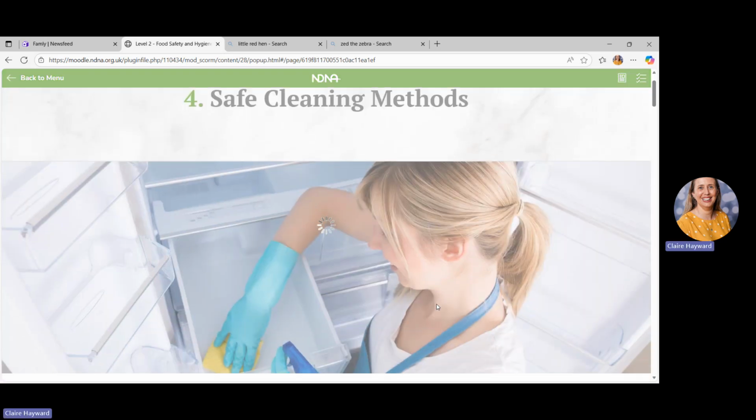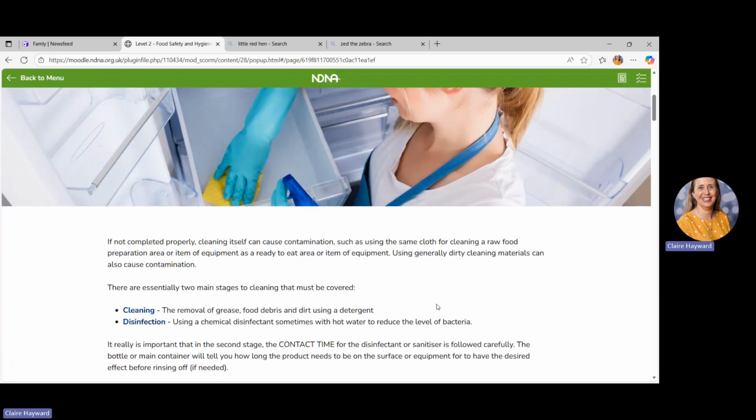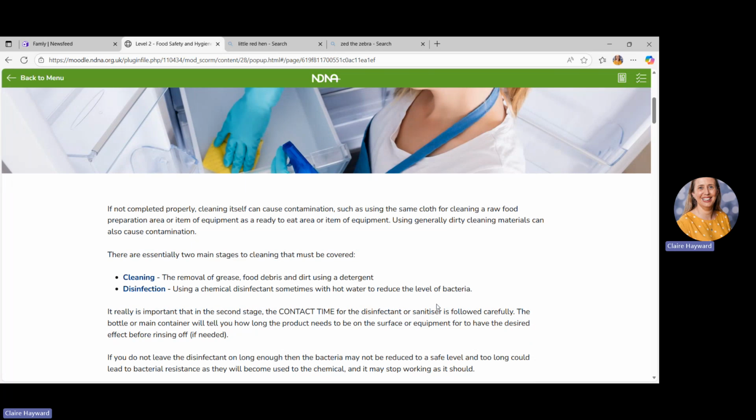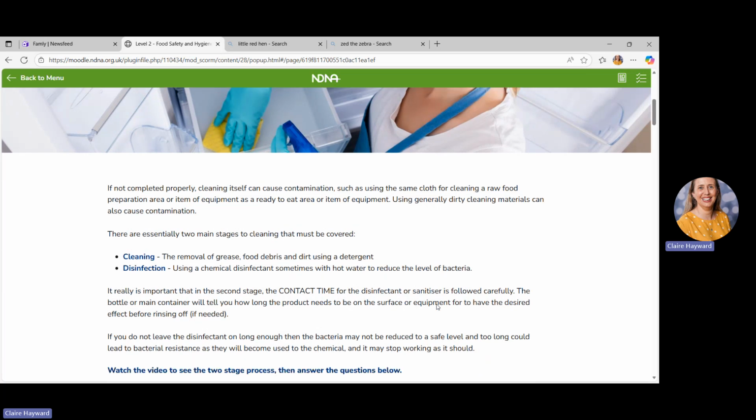Safe cleaning methods. If not completed properly, cleaning itself can cause contamination, such as using the same cloth for cleaning a raw food prep area or item of equipment as a ready-to-eat area or an item of equipment. Using generally dirty cleaning materials can also cause contamination.